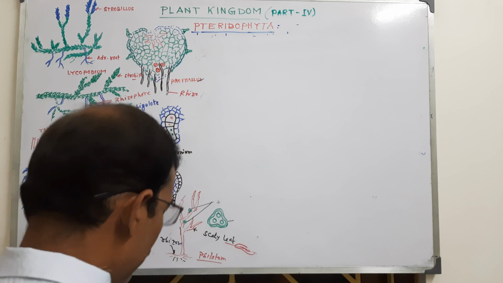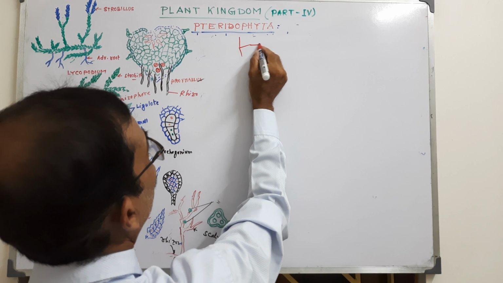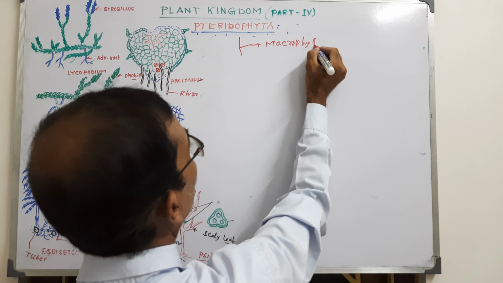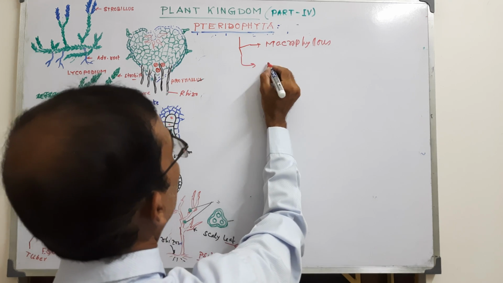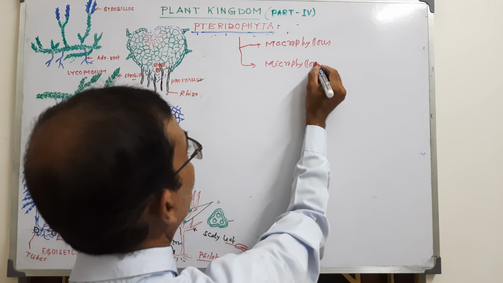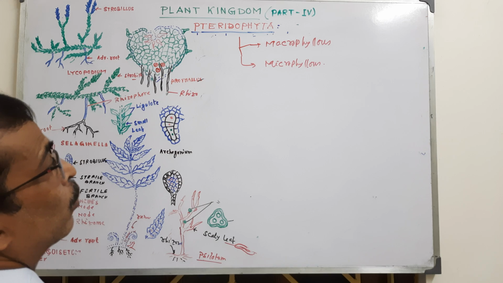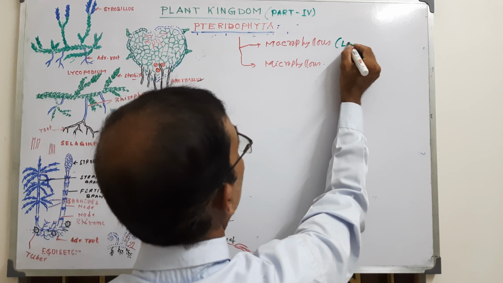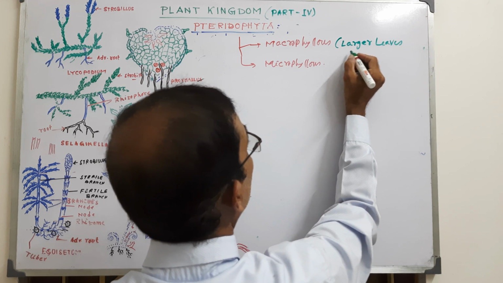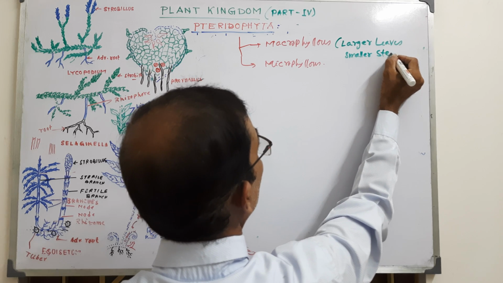Okay, leaf of pteridophytes, two types. On this basis, two types, that is macrophyllous and microphyllous. Macrophyllous means large leaf; phyllous means leaf, and macro means larger leaves and smaller stem.